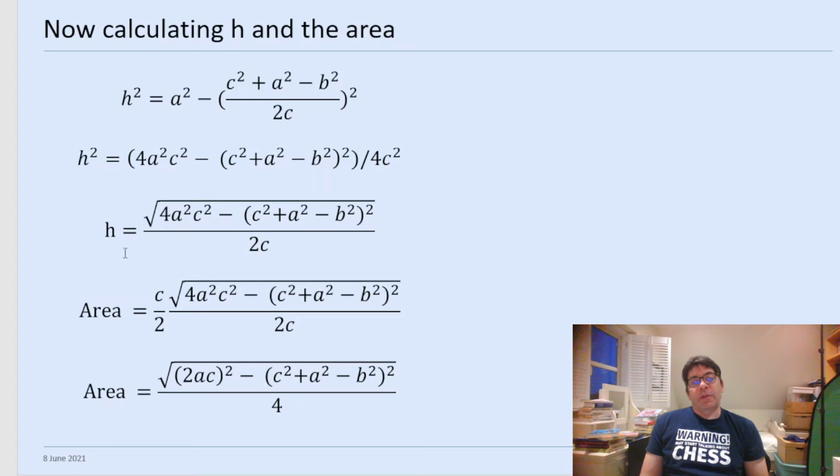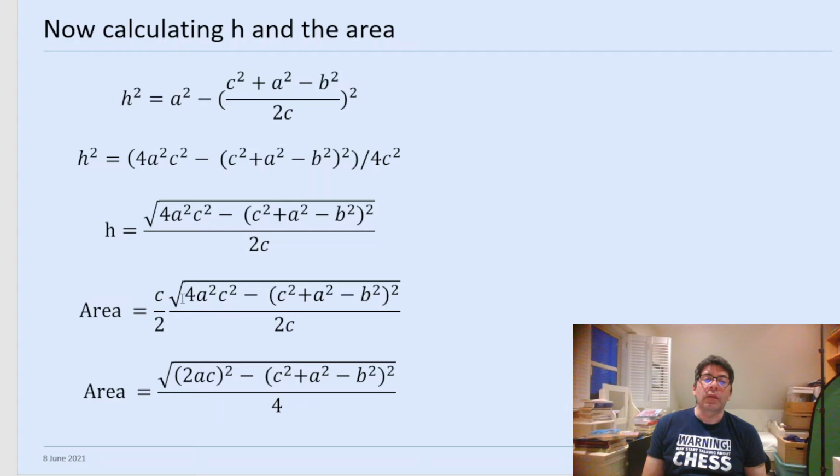Now we're going to take square roots of both sides. So h equals the square root of all this stuff on the numerator over square root of 4c squared, which is just 2c. And that's given us h. And then to get to the area of the triangle, we're going to multiply by the base and then divide by 2. So multiply by c. The c's cancel. Then you've got 2 times 2 on the bottom, so you've got 4 on the bottom. Square root 2ac squared, I'm just reading it out, minus c squared plus a squared minus b squared, squared.